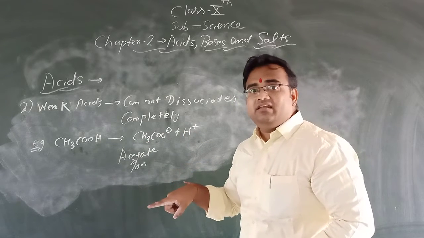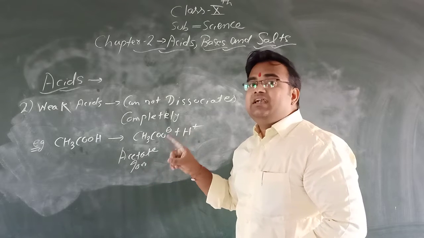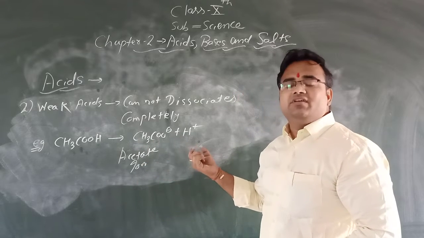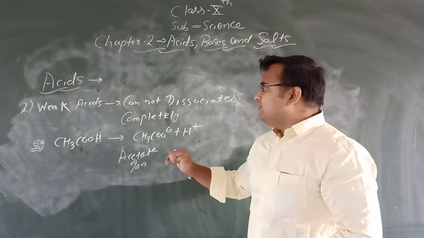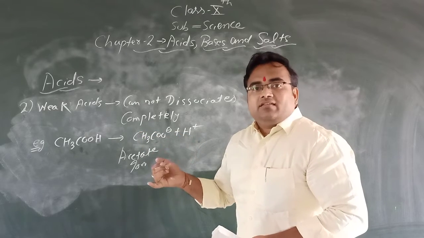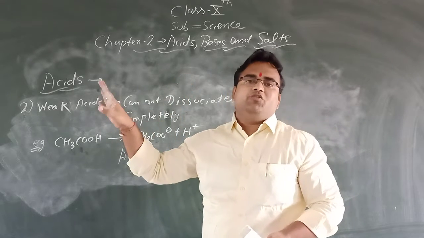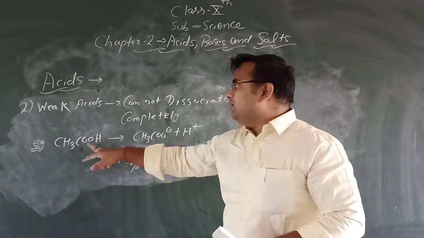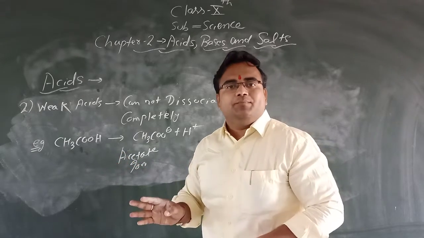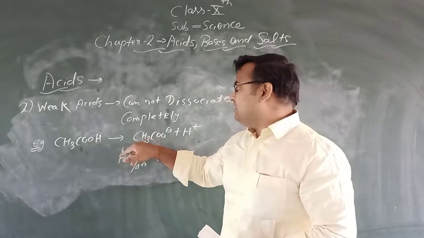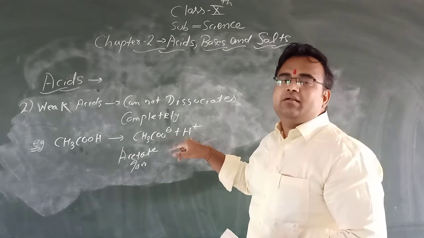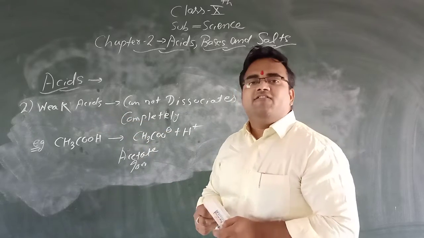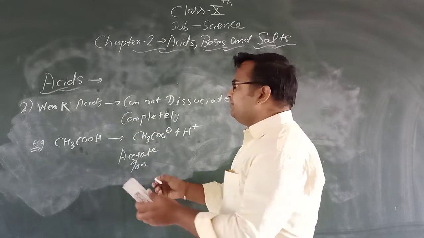So according to the definition, the acids which do not dissociate completely, or which do not release the full H plus ion into their aqueous solution, are known as weak acids. See, strong acids release the total amount of H plus ions into their aqueous solution. But here the total H plus is not released, because here it is 3 H plus and 1 H plus. That means the hydrogen is not totally free. Therefore they are known as weak acids. Clear?